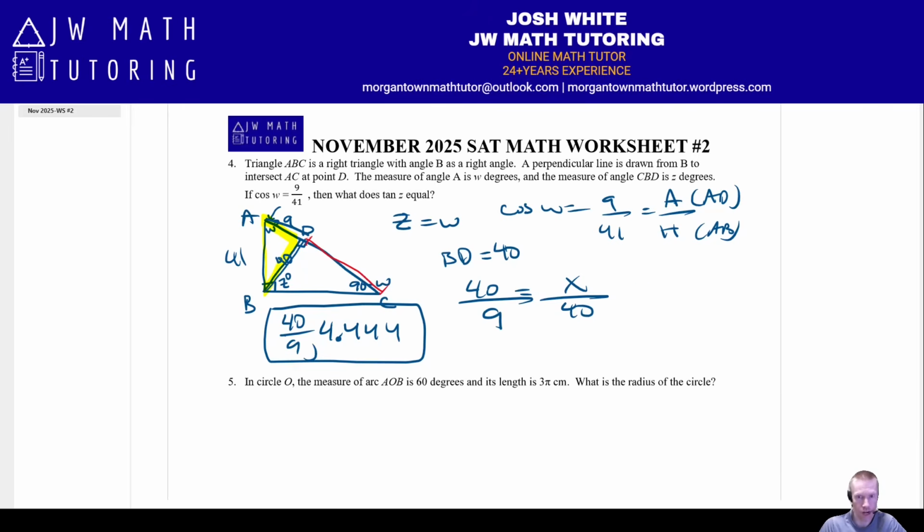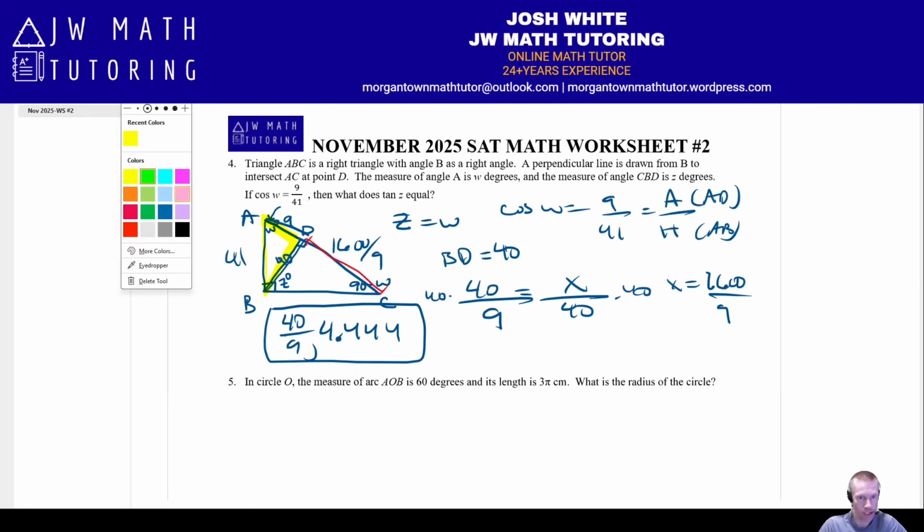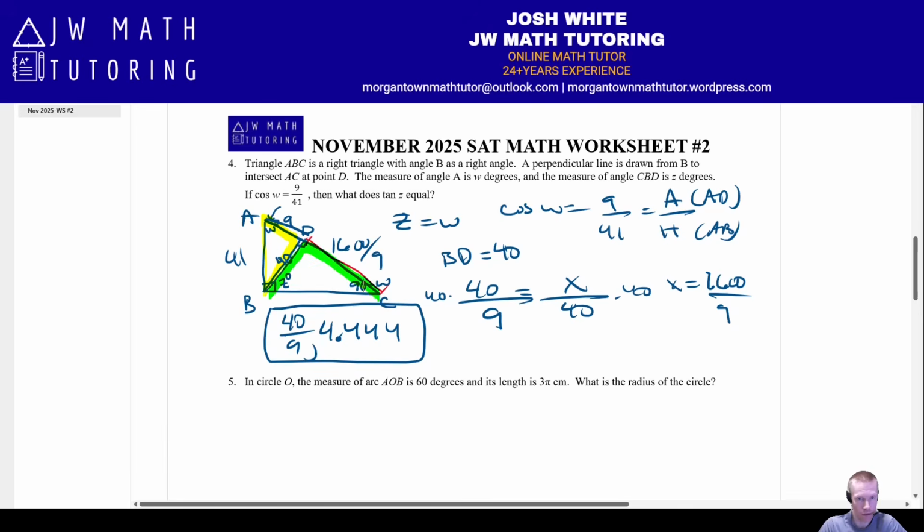Therefore, if you solve this for x, just multiply 40 on both sides, or you can go to Desmos, either way. X is 1600 over 9. Just leave it like that, it's totally fine. The reason I did that is because now, when I look at the small triangle in the bottom, if I want to find the tangent of z, it's opposite, which I just found, over adjacent, which I found earlier.